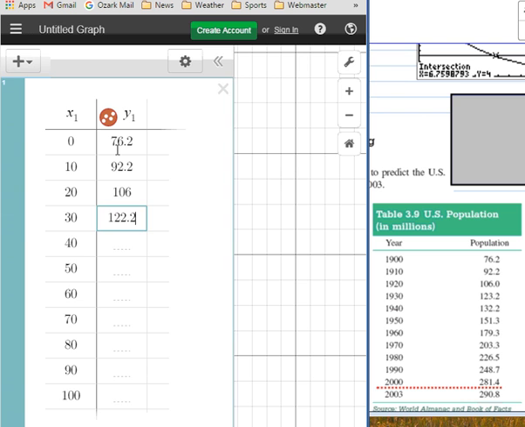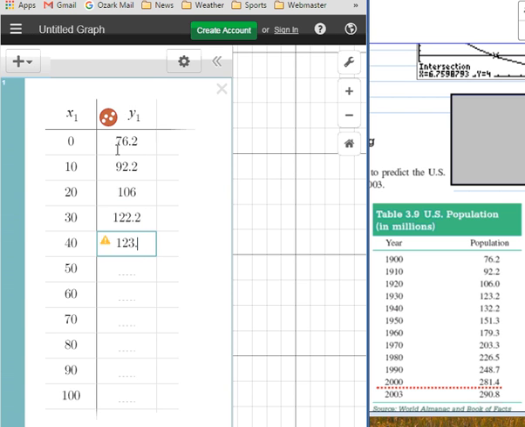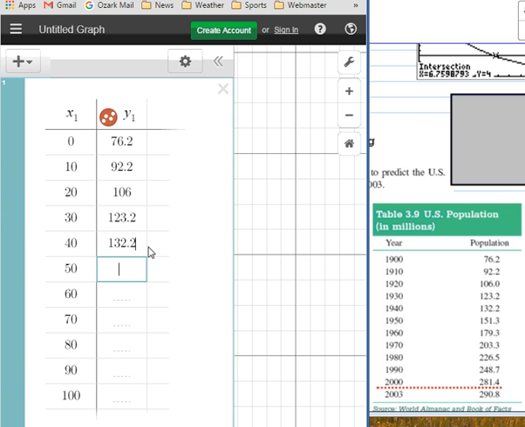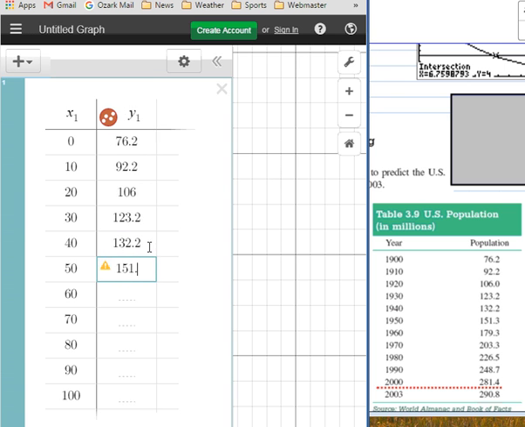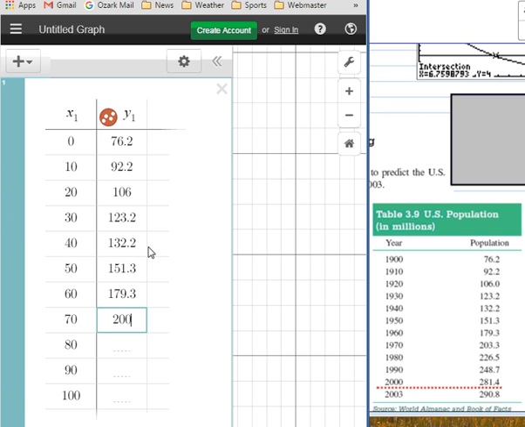122.2? 123.2. Wait, oh, no, it was 123.2. 132.2. Say that again. 132.2. Thank you. 151.3. 179.3. 200.3. No. 223.3. Come on. 226.5. 248.7. 281.4. That's it. Is that it?